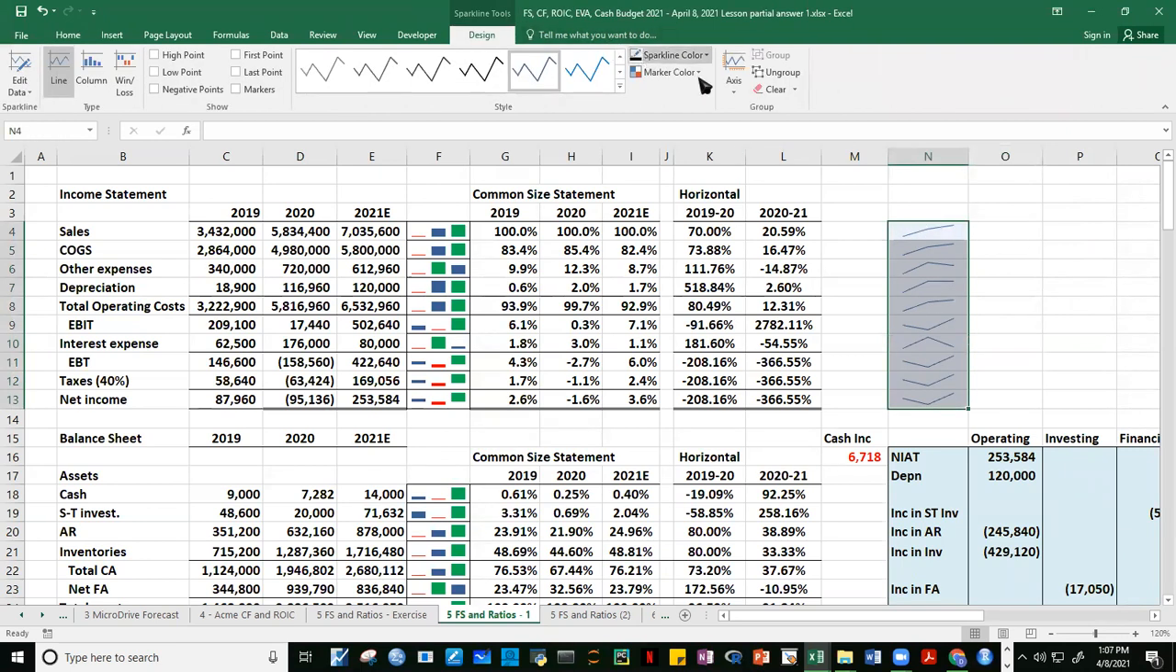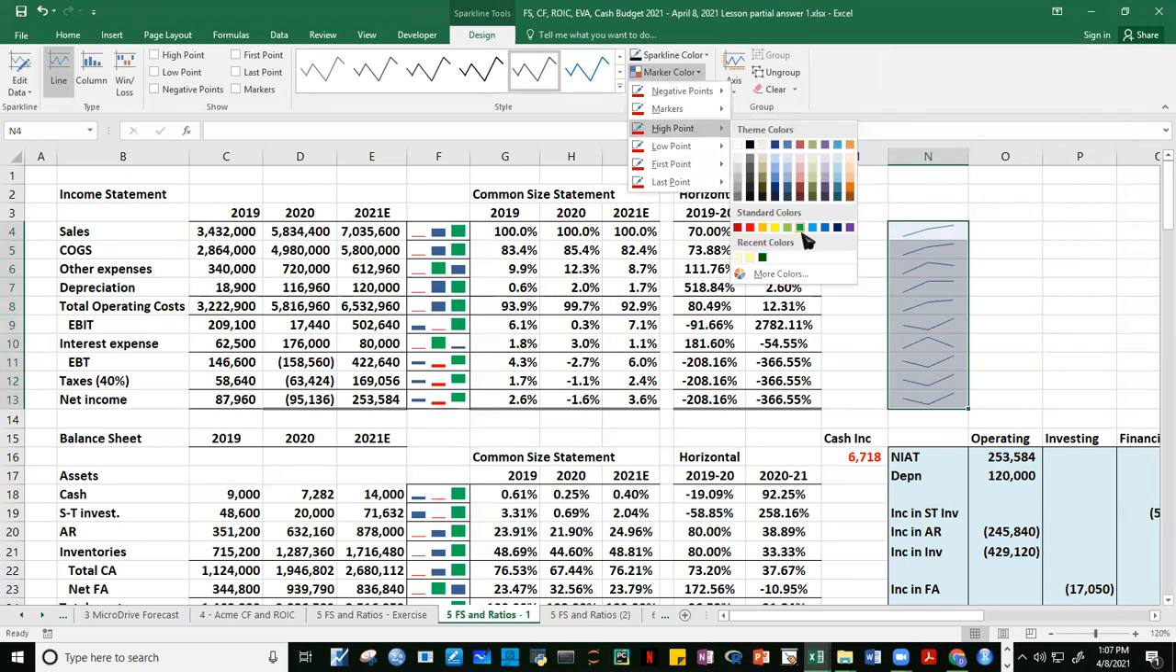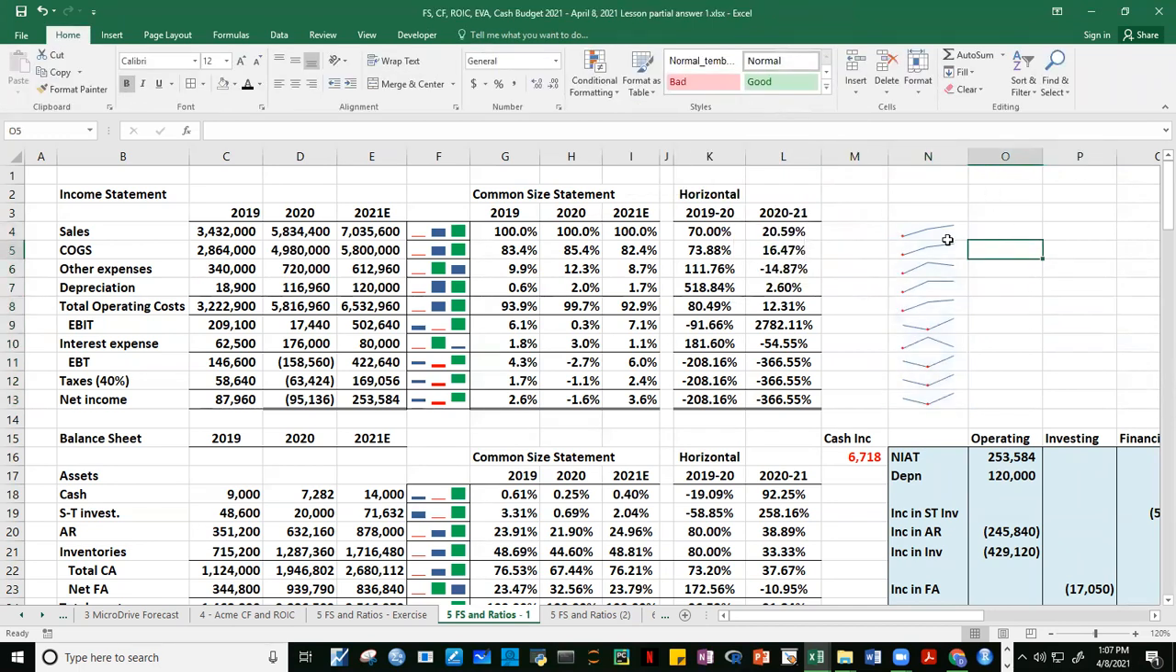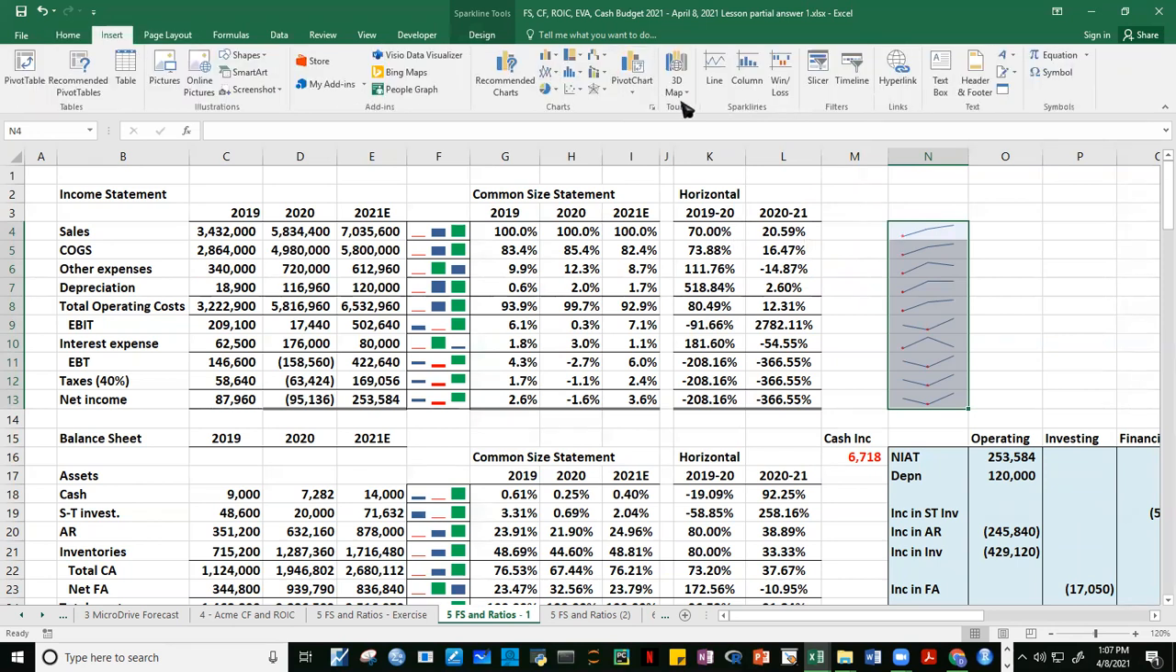Of course, you can also highlight this high point, maybe in green. Let's see what happens. Low point in red. So there you go. The lowest point was formatted in red. So let's see, this is a line.